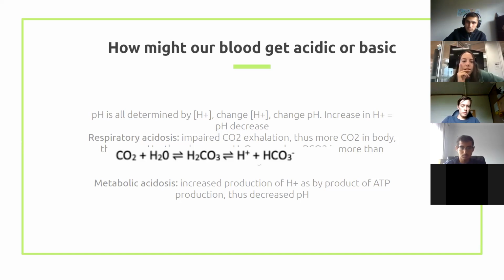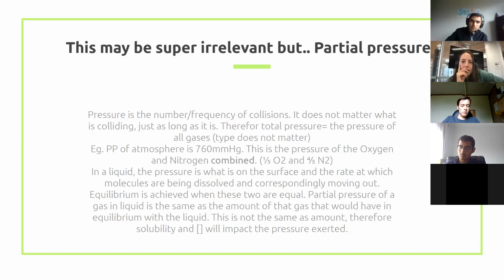There's one more thing, and that's the next slide. Partial pressures, I actually don't think this will be important to you at all. It's essentially that the pressure in the atmosphere is made by all of the pressures combined in a gas, and in a liquid, that partial pressure is only in water. So the partial pressure of a gas in a liquid is the same as the amount of the gas that would have been in equilibrium with the liquid. It's not the amount of gas that's in the liquid, but the amount of gas that's in contact with the liquid, or would have been in contact with the liquid.